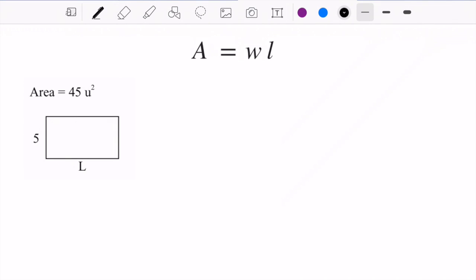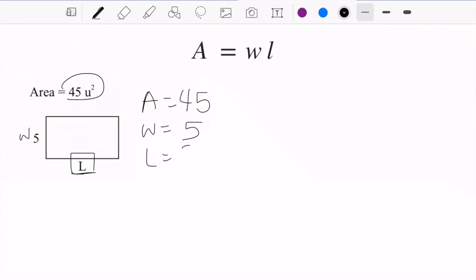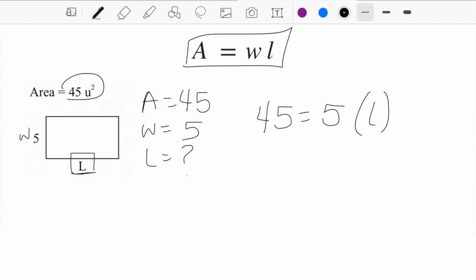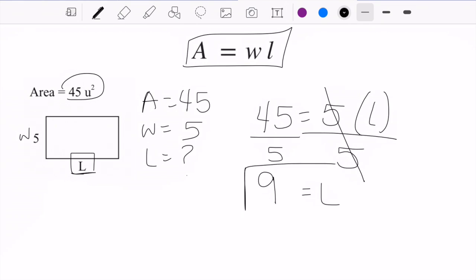Let's do this last one together, and then you'll try a couple on your own. So we have an area of 45, a width of 5, and an unknown length. So area is 45, width is 5, and the length is unknown. So we plug it into this formula. 45 equals 5 times L. So we're going to divide by 5 on both sides, which will give us L equals 9. So go ahead and try these next few on your own.